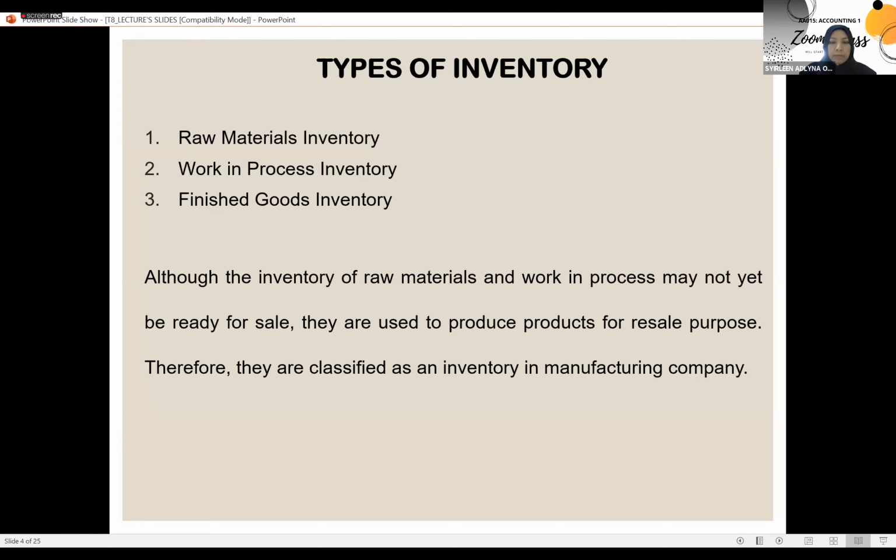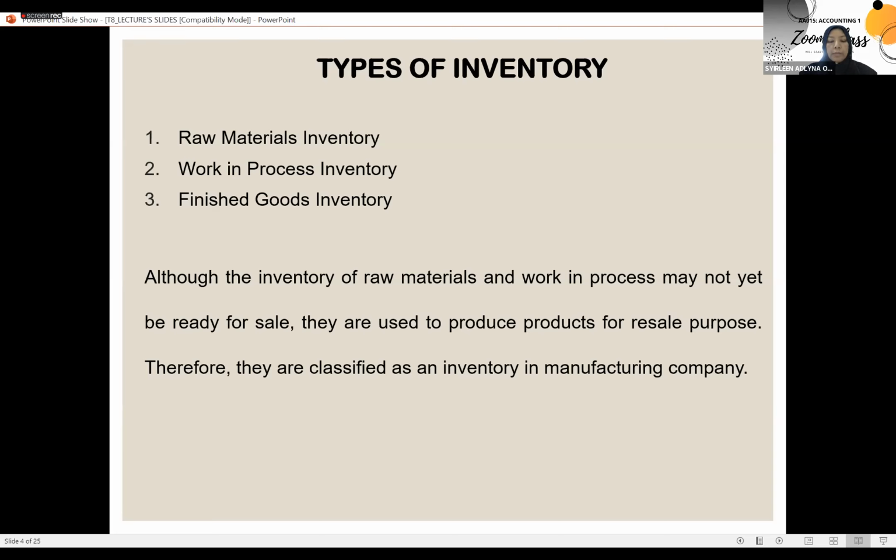Manufacturing company dia akan ada tiga-tiga. Sebab dia manufacture barang dia sendiri kan, dia yang proses barang dia, dia yang kilangkan sendiri barang tersebut. So dia bermula daripada raw materials, bahan mentah, and then apabila barang tu dibawa masuk ke kilang untuk diproses, that will be your work in process inventory. And once the inventory is completed, siap, dia akan dipanggil sebagai finished goods inventory. So this finished goods inventory yang akan dijual kepada pelanggan.